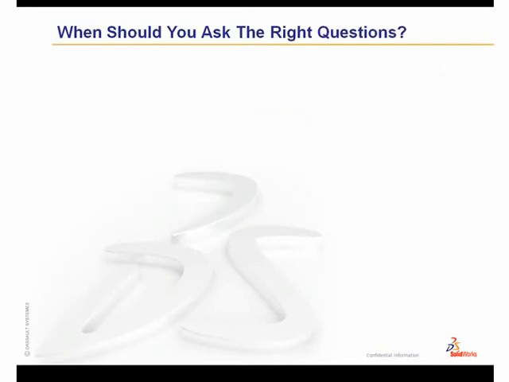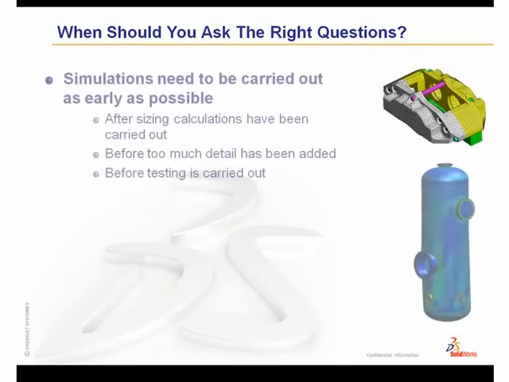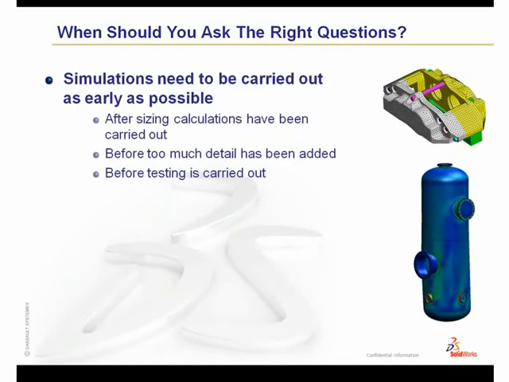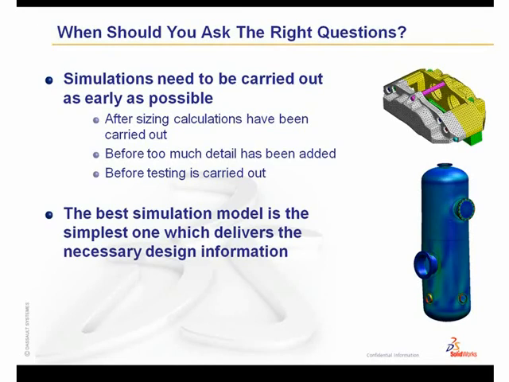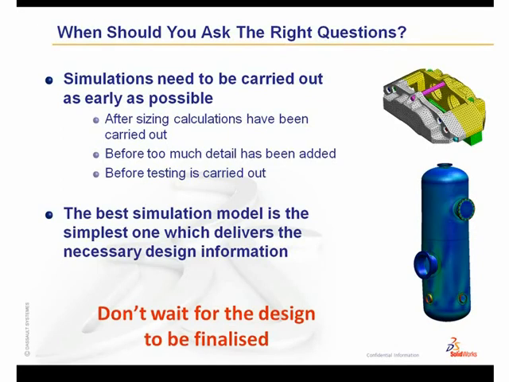So we have decided we're going to ask questions of our product. When do we ask these questions? We want to ask these questions, carry out these simulations as early as possible in the design process. We can change things without too much impact on everyone else. It's much better to find out after a week that your proposed design won't work rather than waiting 6 months. The best simulation model is the simplest one, which gives you the necessary design information. Don't wait for the design to be finalized. Early is better when asking questions.